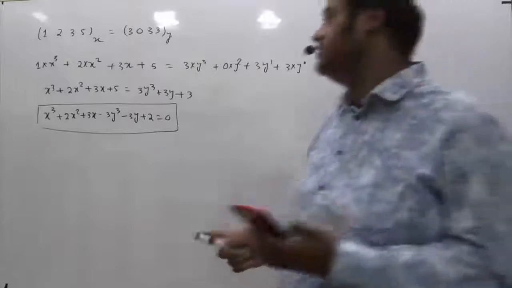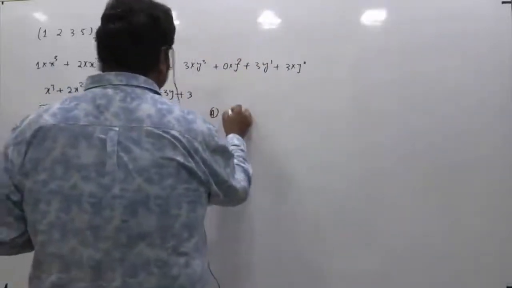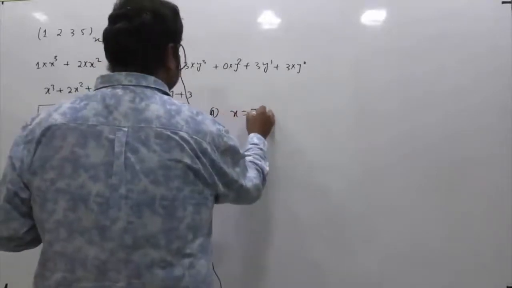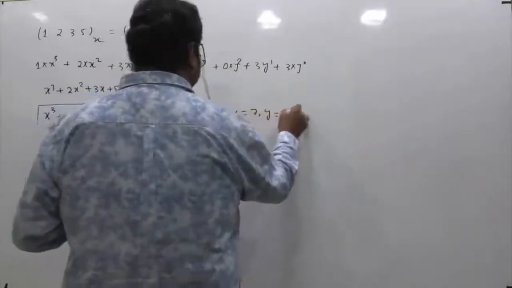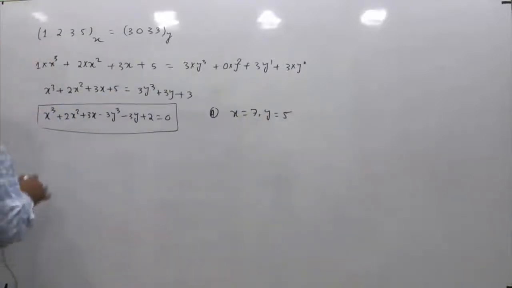It is wise to go to the options. Like if you see, one of the options given is A, x equals 7 and y equals 5. Now you substitute x equals 7 and y equals 5 and check whether it is satisfying or not. 7 cube plus 2 into 7 square.